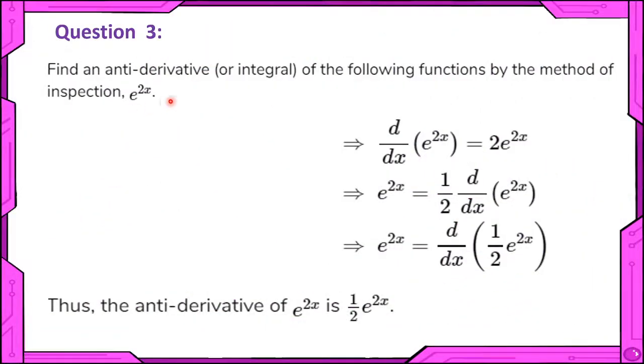In the same way, for e^(2x), we know that d/dx of e^(2x) is 2e^(2x), but they are asking for only e^(2x), so we can take this 2 to the other side. So the antiderivative of e^(2x) is half e^(2x).